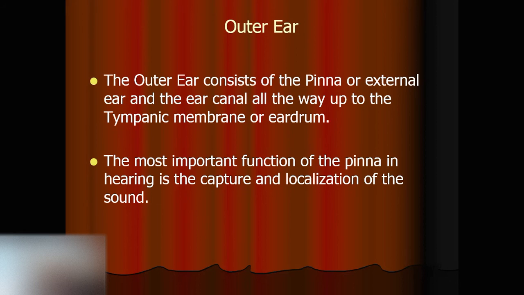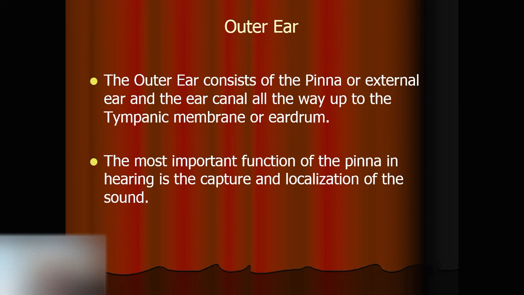So the outer ear consists of a pinna, or external ear, and also the ear canal all the way up to the eardrum. The eardrum, scientifically, we call it the tympanic membrane. The most important thing about the pinna is that it can localize the source of a sound.